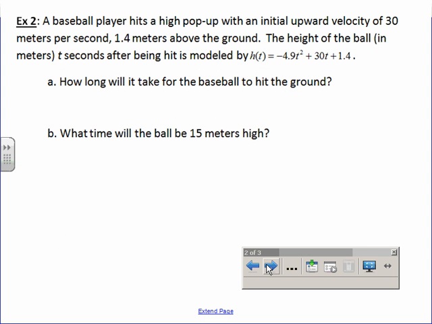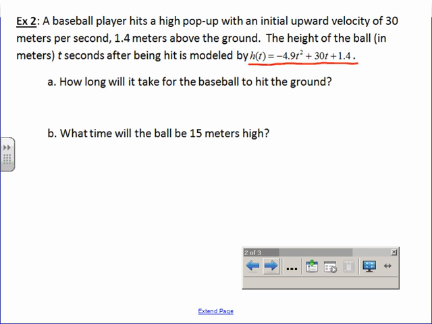All right, that was a good one. Now let's look at another. A baseball player hits a high pop-up with initial upward velocity of 30 meters per second, 1.4 meters above the ground, where he hit it from. The height of the ball in meters, t seconds after being hit, is modeled by h of t, the height based on the time, equals negative 4.9 t squared plus 30t plus 1.4. The question is, how long will it take for the baseball to hit the ground?